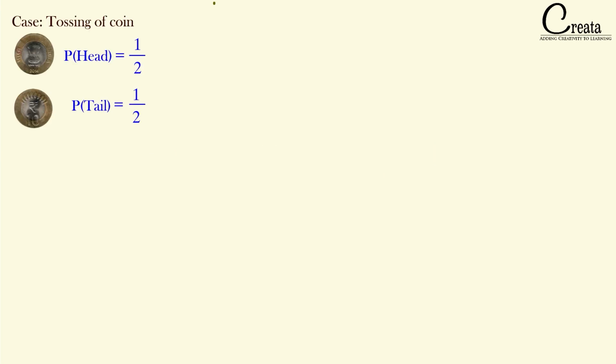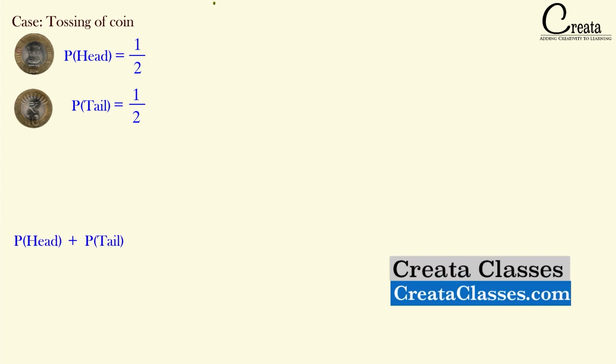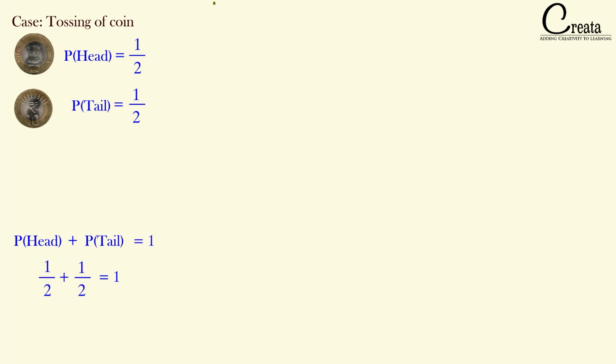We have got 2 observations in the probability. Let's check out the first observation. If we take the experiment of tossing a coin, we have 2 events, and the probability of both the events, that is head and tail, is 1 by 2 each. If we add the probability of both the events, that is 1 by 2 plus 1 by 2, we will get 1.